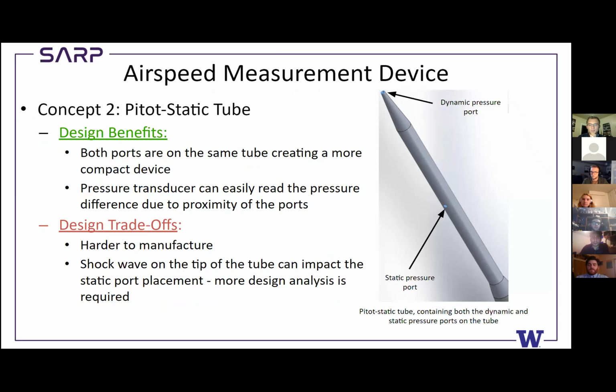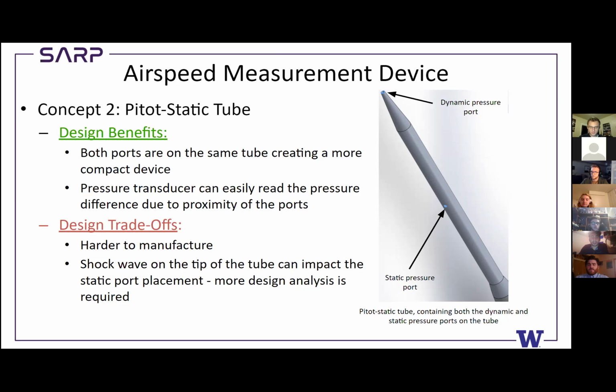All right, so our second concept for the AMD is the pitot static tube. The main difference between the pitot static tube and the pitot tube is that the static pressure port is located on the pitot static tube itself, as you can see on the figure on the right. Some benefits from this: both ports will be on the same tube. This creates a more compact device, leading into our second benefit, which is that the pressure transducer can easily read the pressures just because of their proximity to each other.